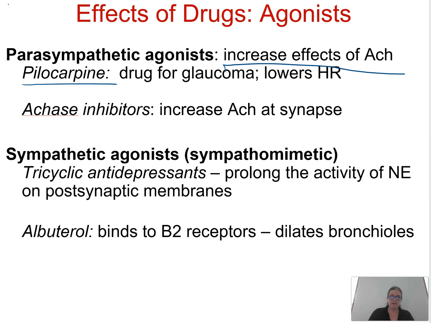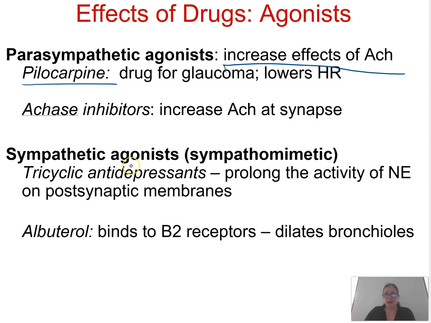It is used often for glaucoma. They have eye drops with this in it. What I understand about it is it makes the pupil constrict more. And if the pupil constricts more, it's going to help with the movement of the fluid behind the eye and sort of help with the drainage of it. There's acetylcholinesterase inhibitors. So if you're blocking acetylcholinesterase, right? Remember, this is what breaks down acetylcholine. Then you could increase acetylcholine at a synapse.